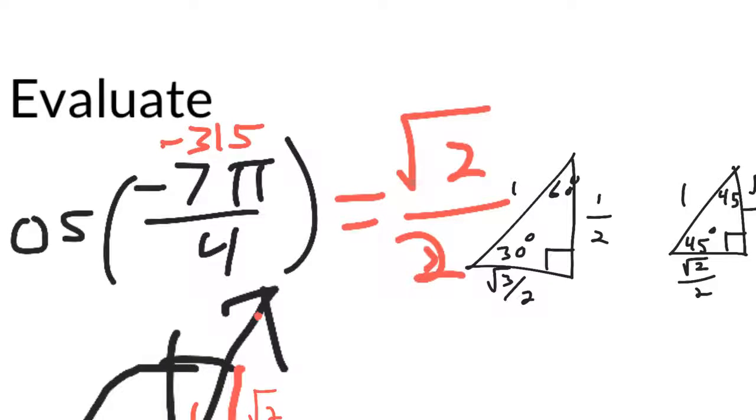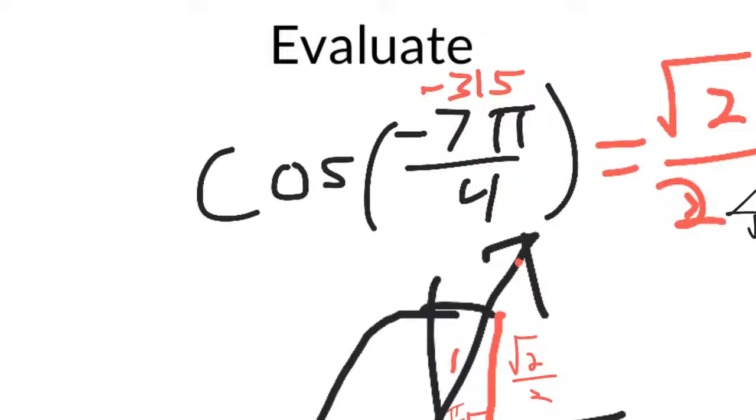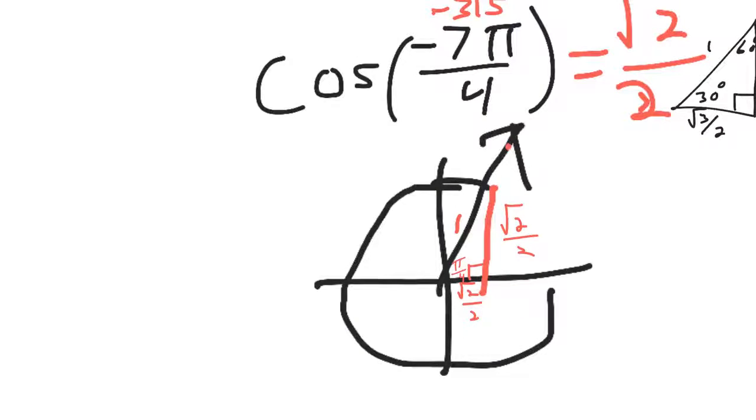Okay, big picture with these questions is draw where the angle lands on the unit circle, draw a reference triangle like I did in red, label the sides based on the reference angle that you have, and then once you're done all that, you just need to do the trig ratio that you're told. Cosine meant adjacent for this triangle over the hypotenuse.